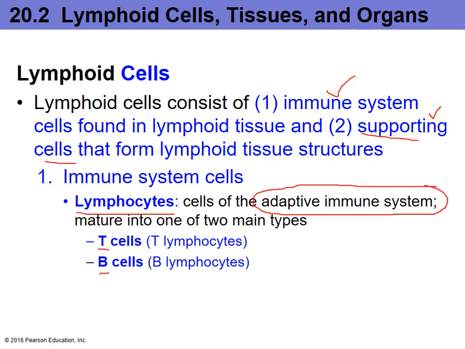Now, your T cells get their name because they will mature in the thymus, and your B cells get their name because they will mature in the bone marrow. More to come about those.